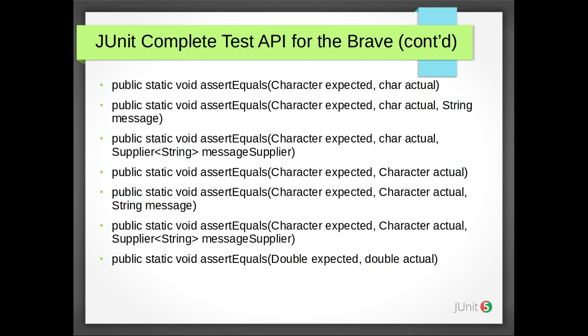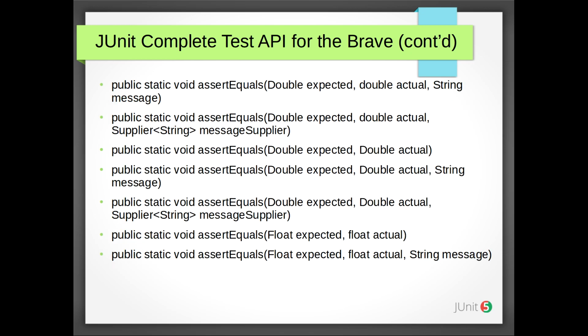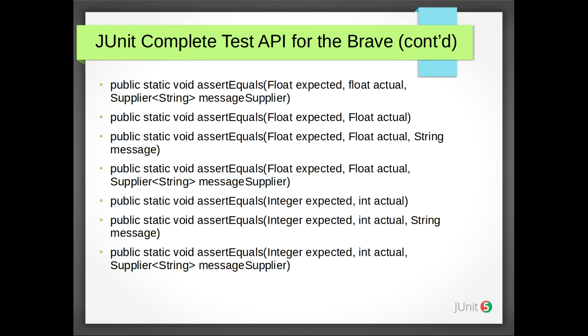It has so many overloads just because it's the most popular method you are going to use most of the time. Some more assertEquals, we're on the double. Now we're going through float. And we've seen float and double before, but in a different arrangement of primitive versus wrapper. Some more assertEquals.